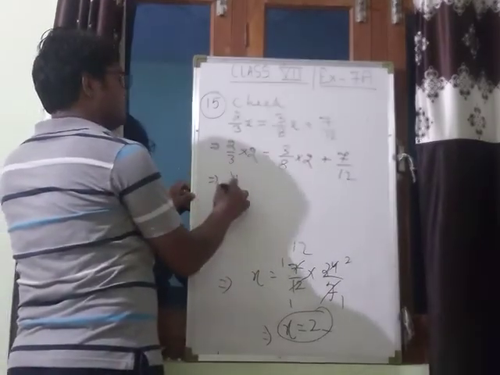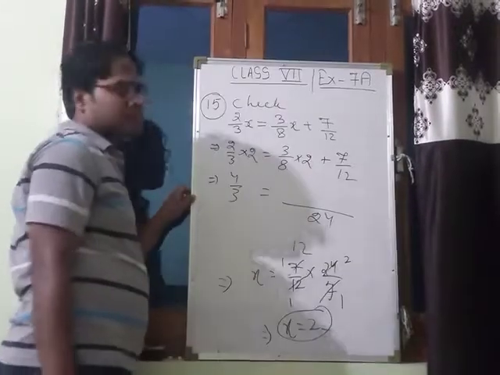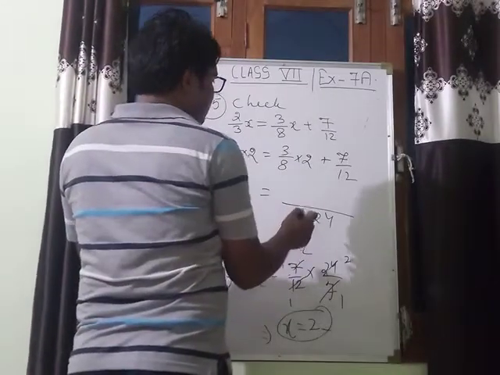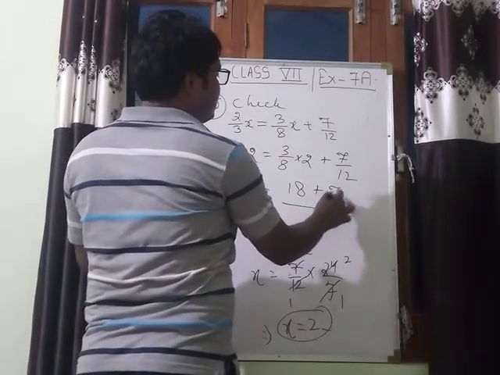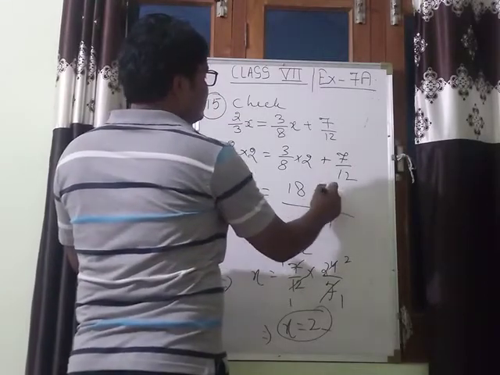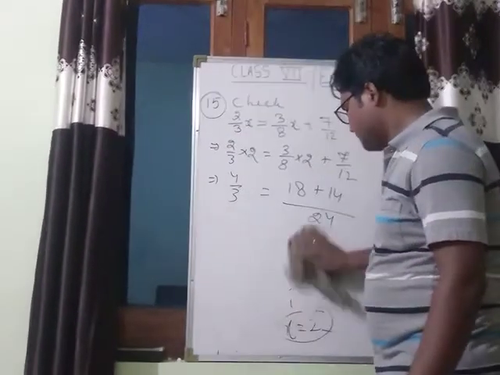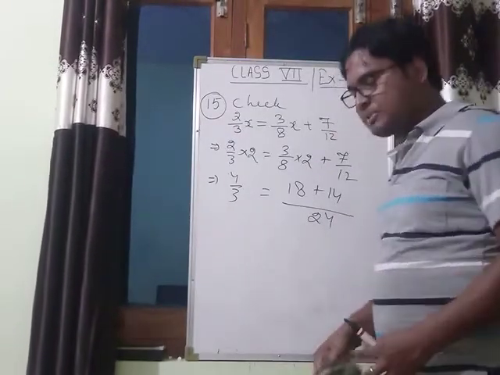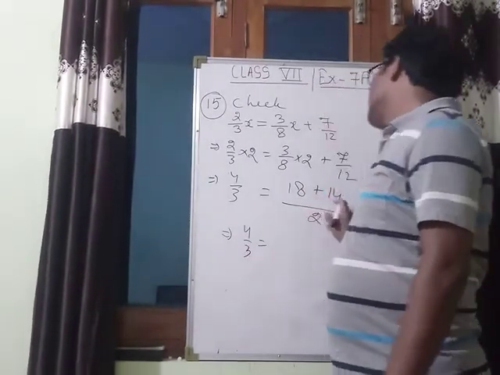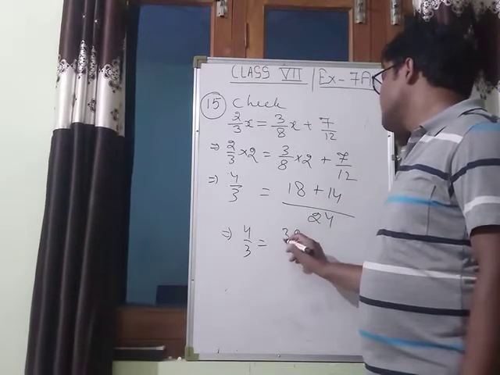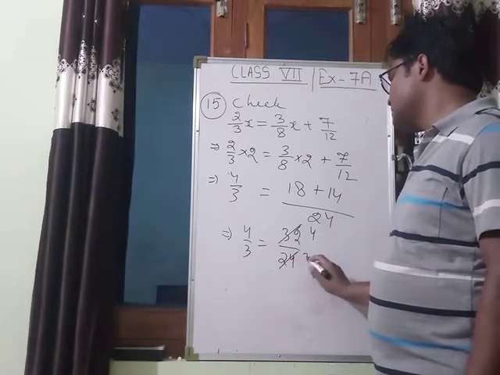So it will be 4 by 3, and here the LCM of 8 and 12 is 24. Okay, so 8 threes are 24, 3 threes are 9, 9 twos are 18, plus 12 twos are 24 and 2 sevens are 14. Okay, so what we have? On the left side, that is 4 by 3, and on the right side 18 plus 14, that is 32 by 24. So 8 fours are 32, 8 threes are 24.